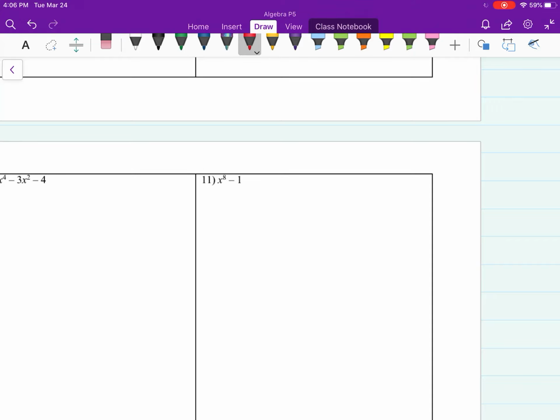Is that the difference of two squares? Yes. X to the 8th is a perfect square, so is 1. So we'll do the dots method for this one, which is a double parentheses. What times what is x to the 8th? X to the 4th times x to the 4th. For those of you wondering why it's x to the 4th and x to the 4th, remember when you're multiplying, you add your exponents, and 4 plus 4 is 8.